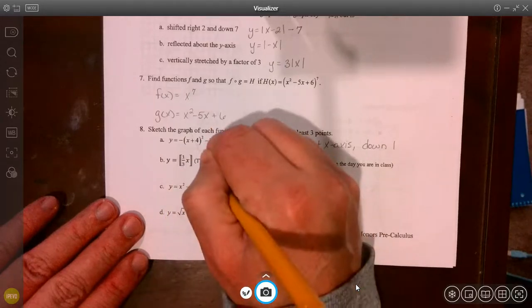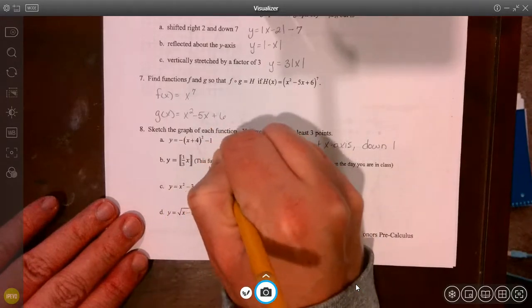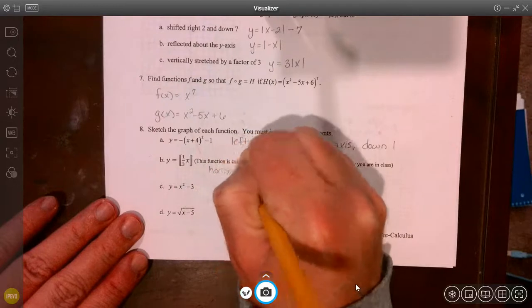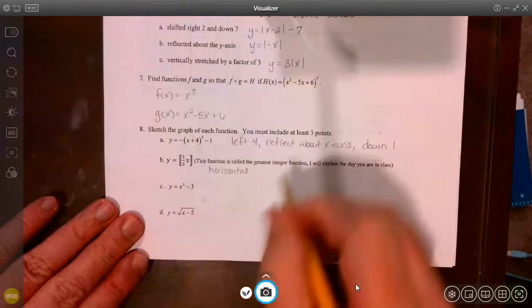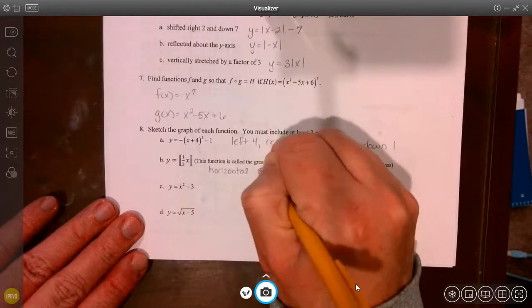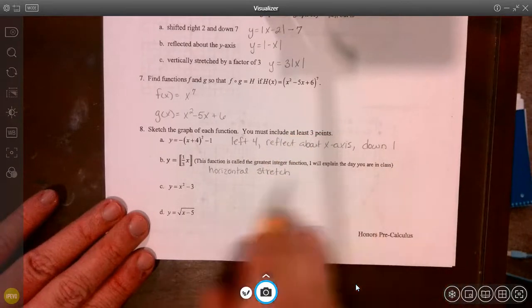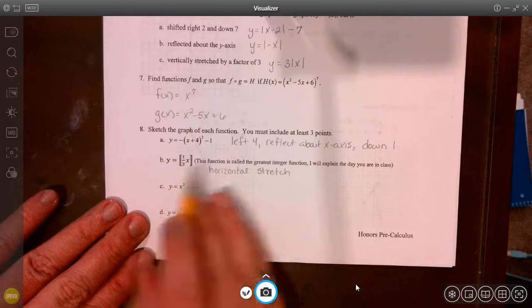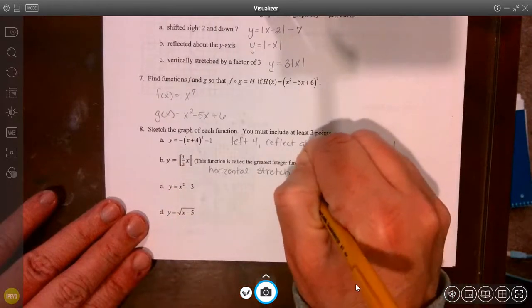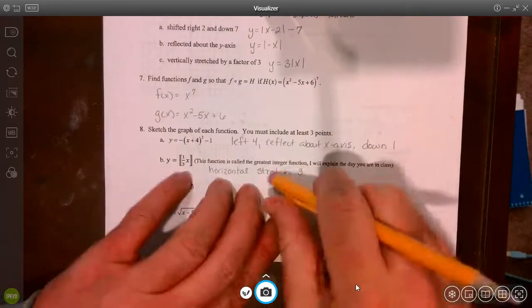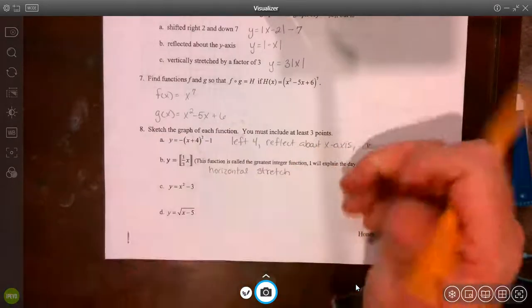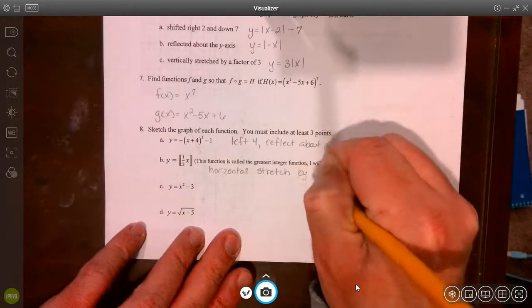So that is going to be a horizontal change. And because this is between 0 and 1, it's going to be a stretch. Remember, it's on the inside, so it's the opposite of what you think. And you stretch it by the reciprocal of this. So this would just be a horizontal stretch, I guess I should say by a factor of 3.